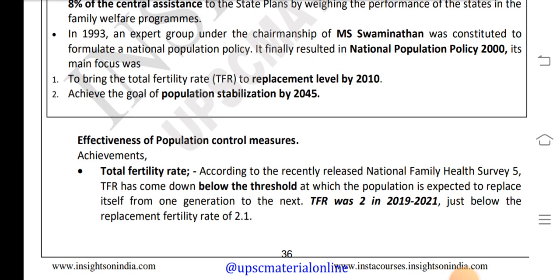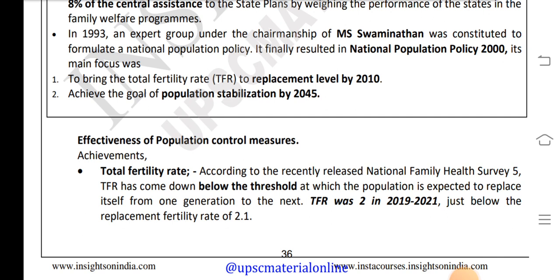Monetary incentives for birth control and improving the literacy levels of females through both formal and non-formal channels. Forced sterilization was permitted, which was later given up. Population was made a factor for sharing central resources with the states, linking 8% of central assistance to state plans, by weighing the performance of the state in family welfare programs.